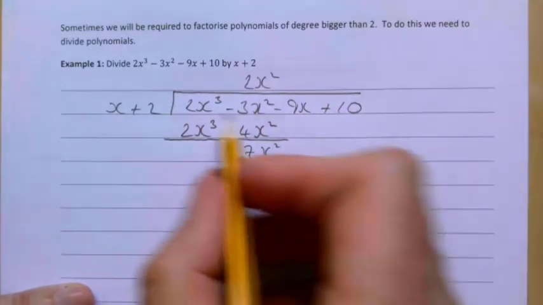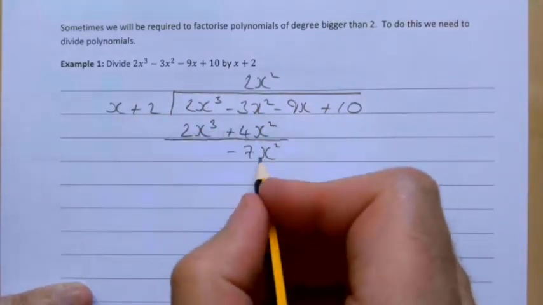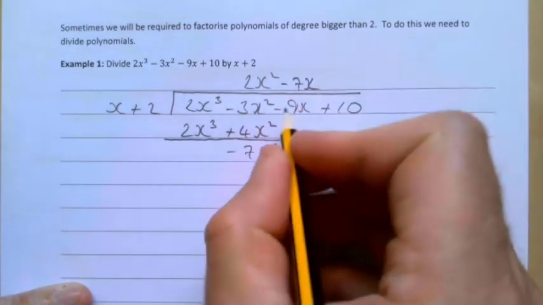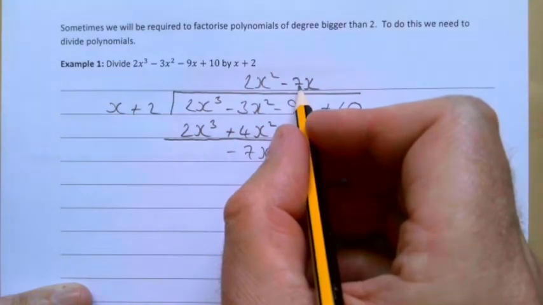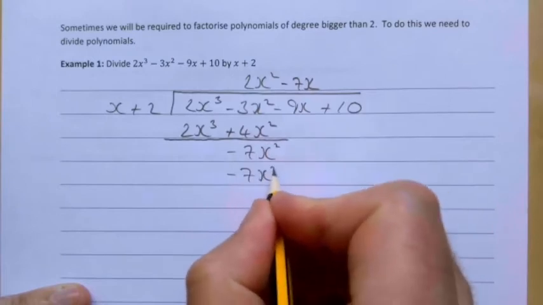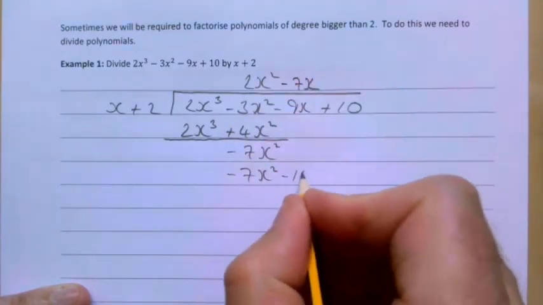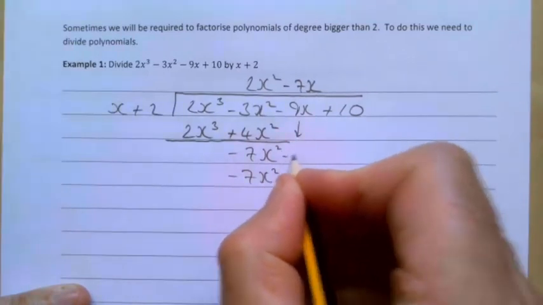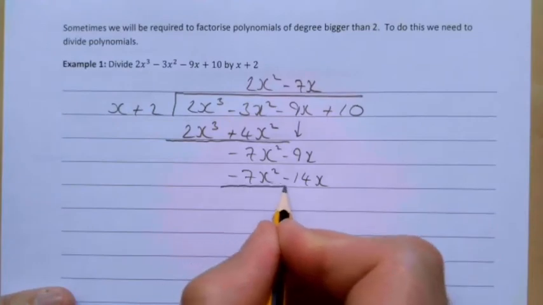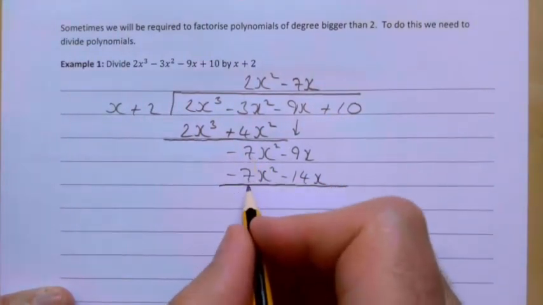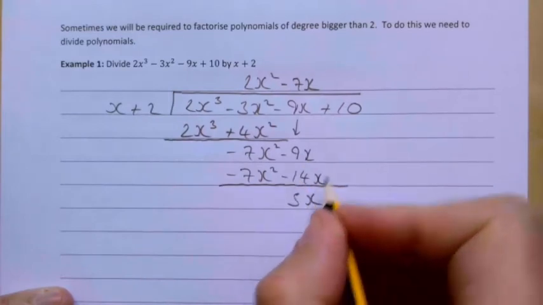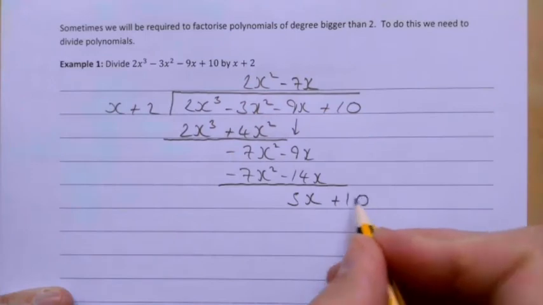And like our regular long division, we're now dividing this into this. X times what gives me this? It's going to be minus 7x. I then do minus 7x times the x plus 2. So it's minus 7x squared minus 14x, and I'm bringing down my minus 9x. I do the same as before, I subtract. This gives this, that cancels, it gives me 0. Minus 9 minus minus 14 gives me then a 5x, and I bring down my plus 10.